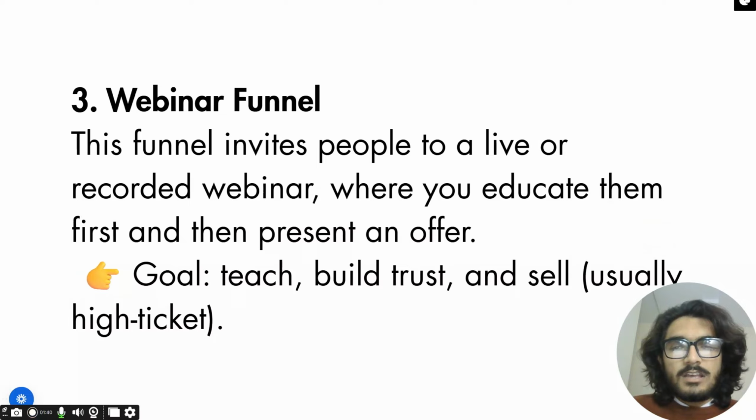So the next is the webinar funnel. This funnel invites people to a live or recorded webinar. It is mostly used by motivational speakers, educational speakers, and people who teach skills. They have a funnel page where the leads come and book the webinar, either recorded or live. This depends on their course, their needs, their demand. Okay, so this is also a very important type of funnel.